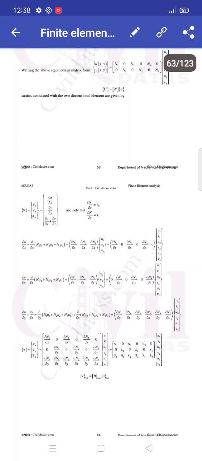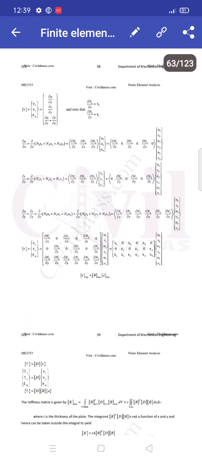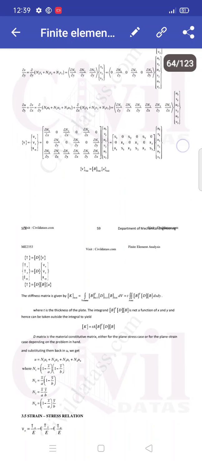So the strain vector is epsilon x, epsilon y, gamma xy, which is dou u by dou x, dou v by dou y, dou u by dou y plus dou v by dou x. So dou n1 by dou x is equal to s1, dou n1 by dou y is equal to t1, from which we can calculate dou u by dou x, dou v by dou y, then dou u by dou y plus dou v by dou x, from which we can calculate the strain vector. So that is equal to B times the displacement vector.